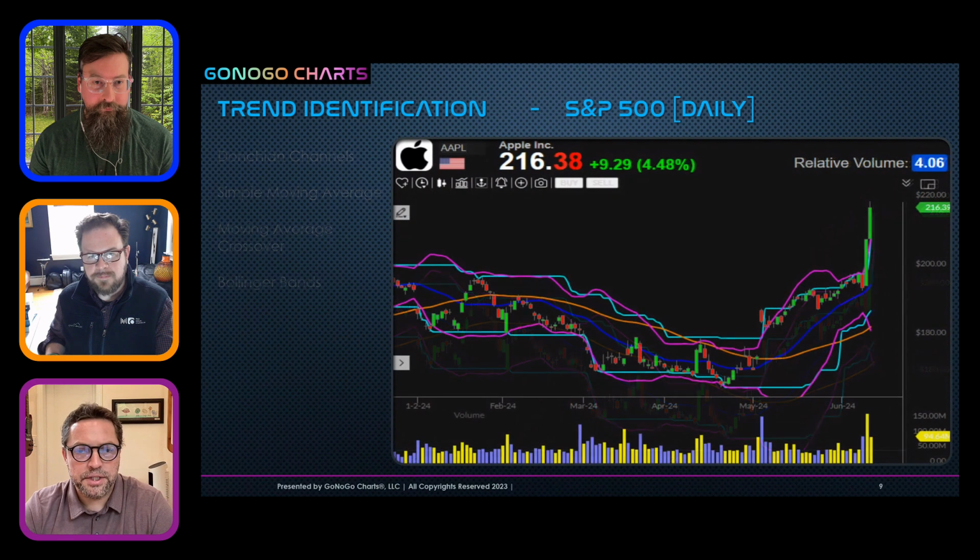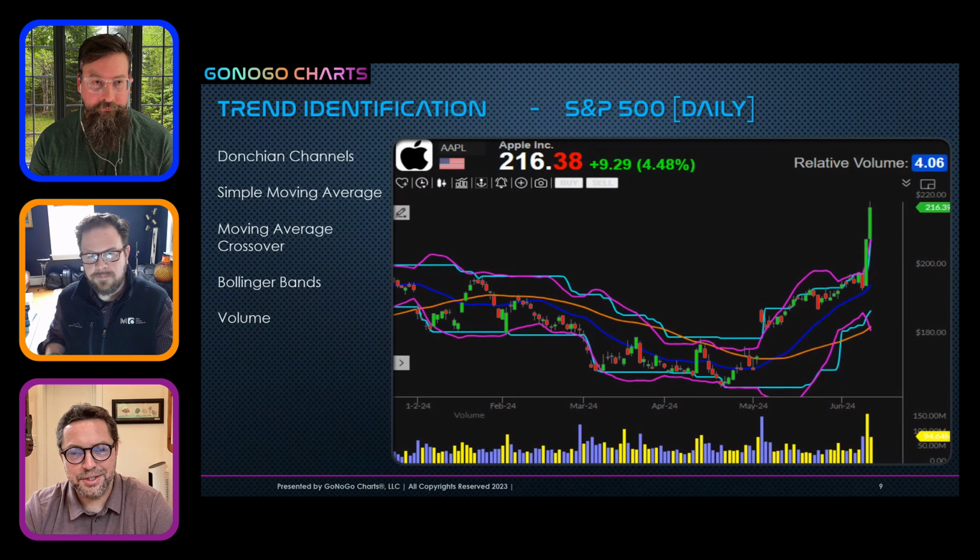Maybe, of course, you throw volume on the chart. I took some liberties with the colors there. I'm not sure if everybody liked the yellow and purple.